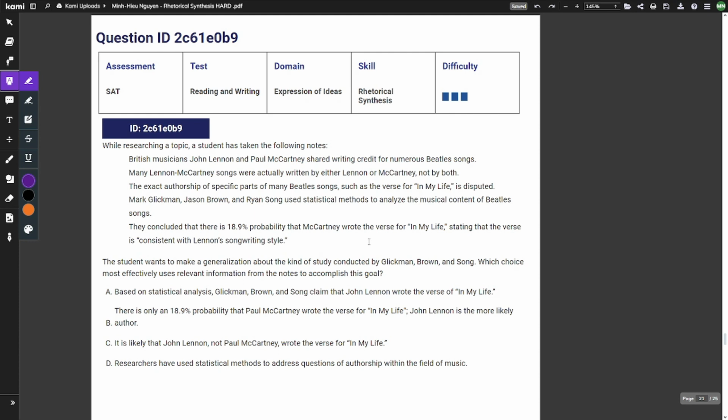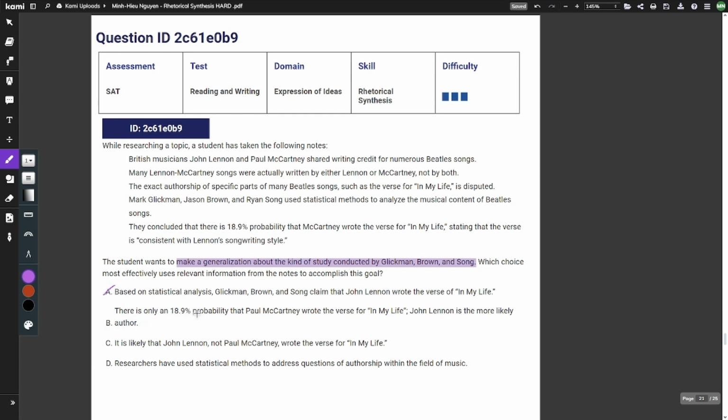Question number 21. Let's see what the task is, and it's to make a generalization about the kind of study conducted by these three people. So, let's look at our answer choices. A. Based on statistical analysis, these three people claim that John Lennon wrote the verse of In My Life. Cool. So, it's talking about one thing they found, which is that John Lennon wrote this verse, but it doesn't talk about the kind of study they did, so it's not going to be A.